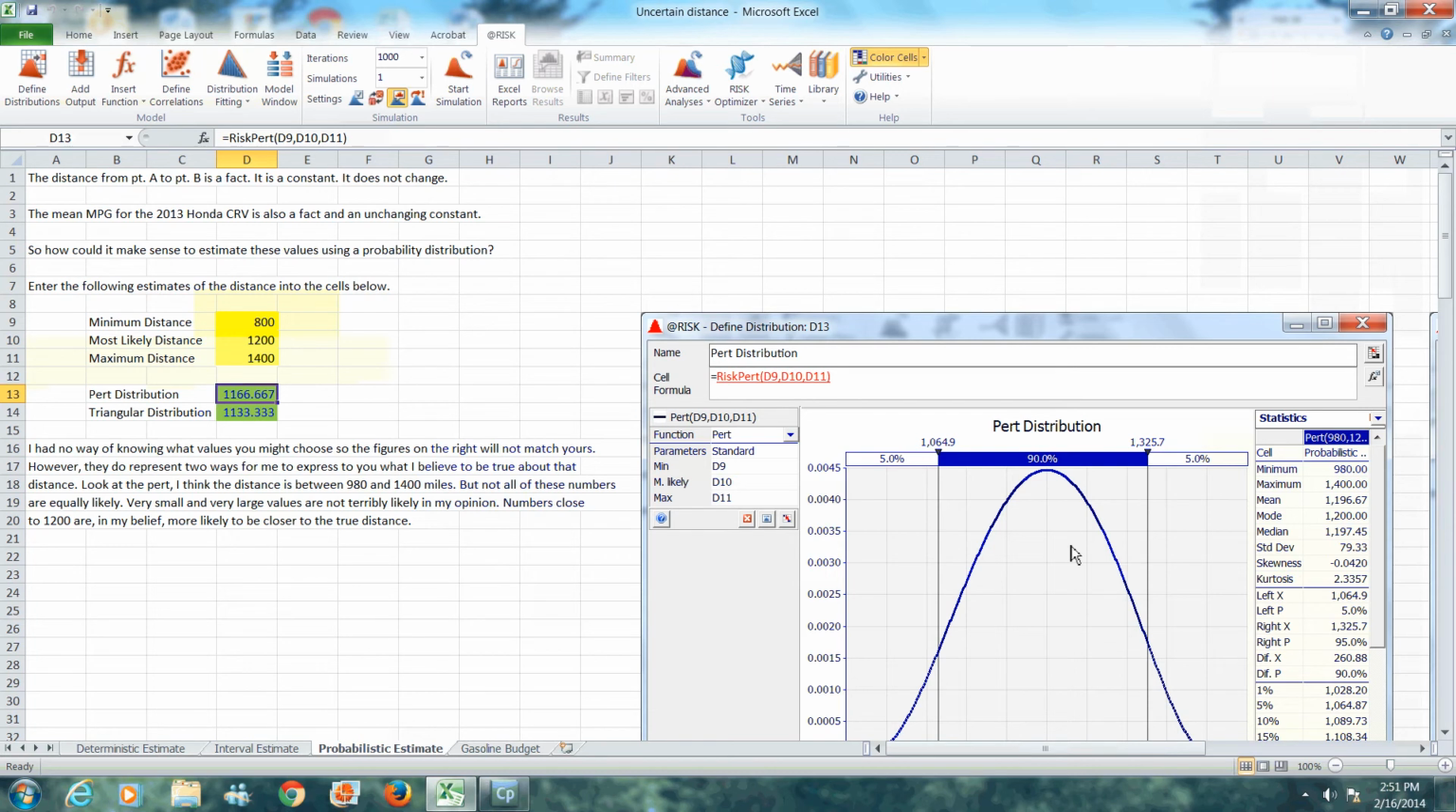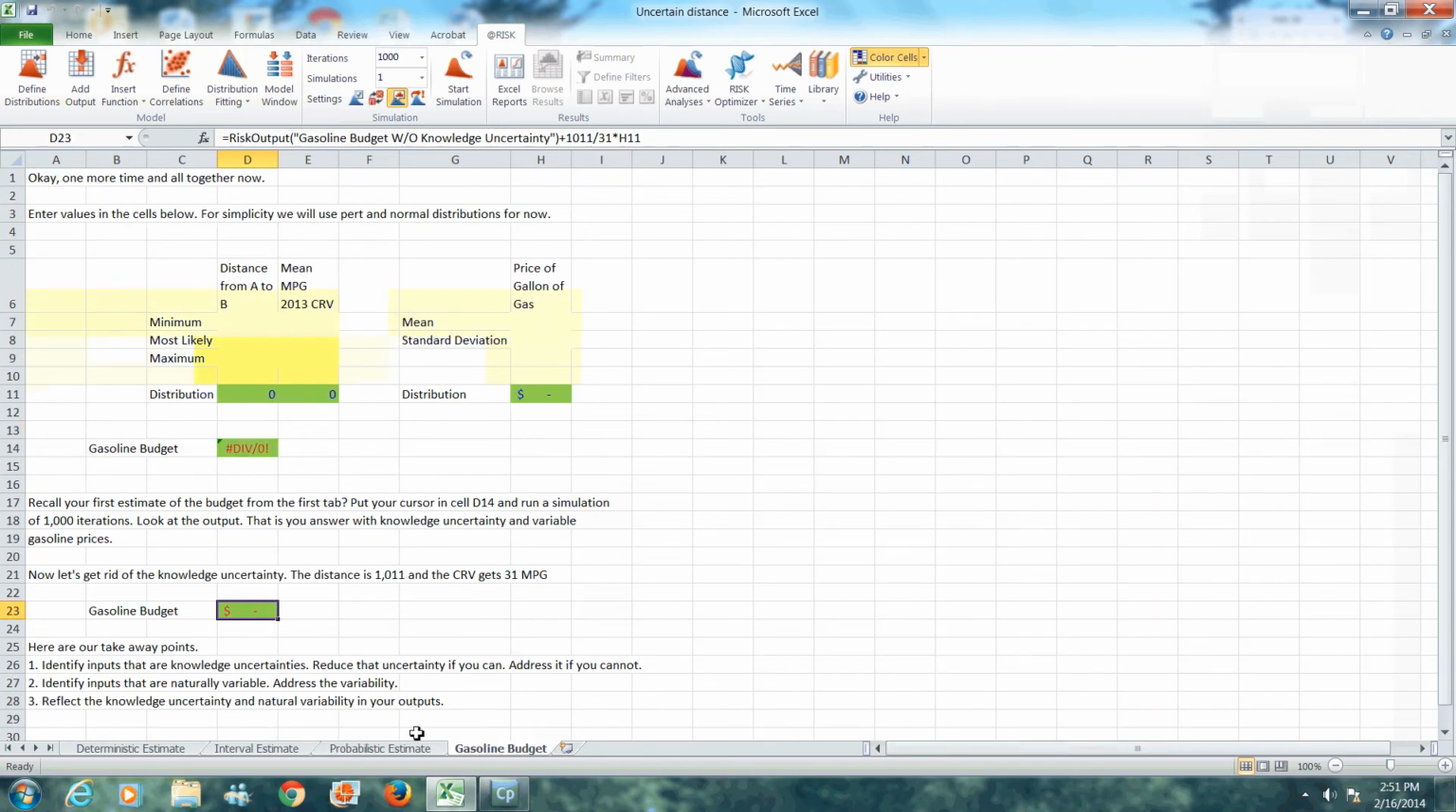Now let's go to the last tab, which is the gasoline budget. I'm going to put in the distances once again, 800 minimum, 1200 most likely, and a 1400 maximum. And now we're going to go over here for this mean miles per gallon. And I earlier used 22 as a minimum. I used 30 for the deterministic value, and I also said the maximum was 35.